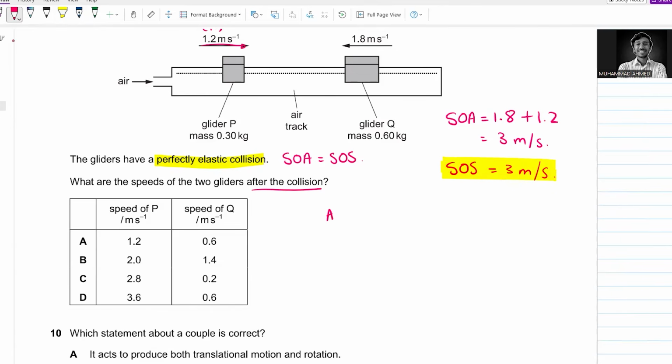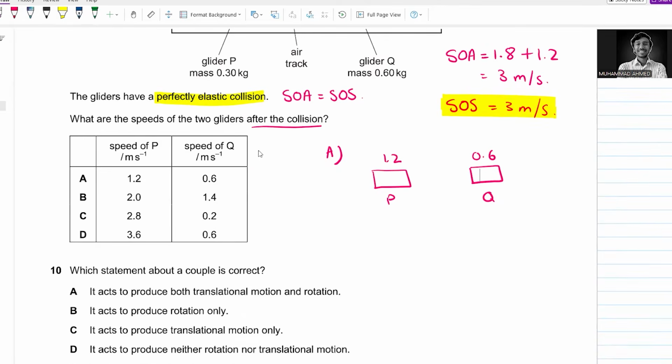Let's see option A. Option A में you have the speed of glider P 1.2. You don't know the direction. And Q has a speed of 0.6. You don't know the direction. ठीक है? ये separation का scenario, you don't know the direction. Let's assume both options. Let's assume 1.2 की स्पीड लेफ्ट पे जा रही है, 0.6 की स्पीड राइट पे जा रही है, both the speeds are in opposite direction, what will be the speed of separation? 1.2 plus 0.6, 1.8. Still not the correct answer of 3.